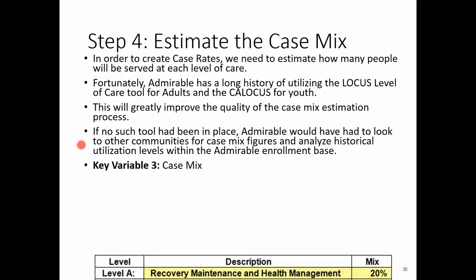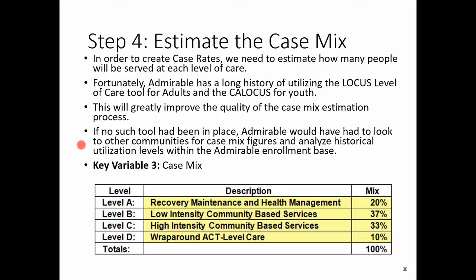So case mix: in my example, we've looked at the data, and 20% of the people are at level A, 37% at level B, 33% at level C, 10% at level D. If you're an organization that's developing case rates, you would do this for your clients as opposed to the whole population.